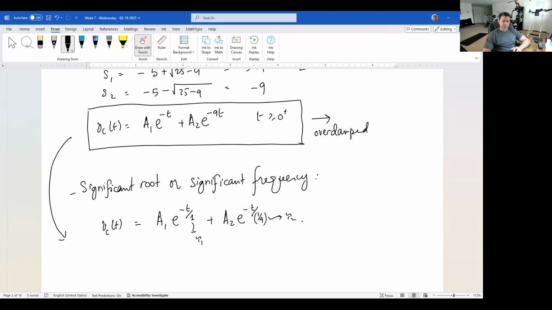So the significant root is going to be the one that is going to take longer to decay. Now, who is going to tell me out of these two terms, which term is going to take longer to decay?